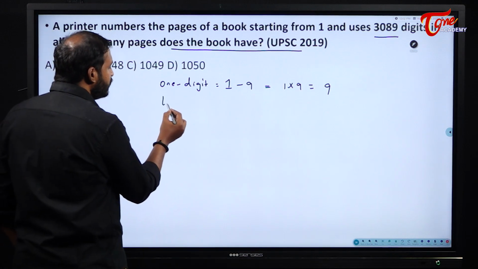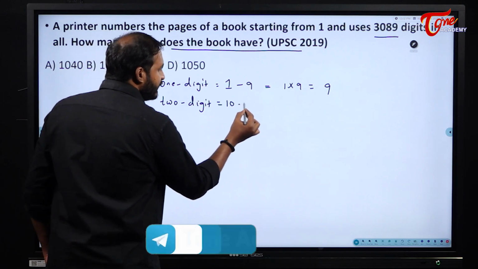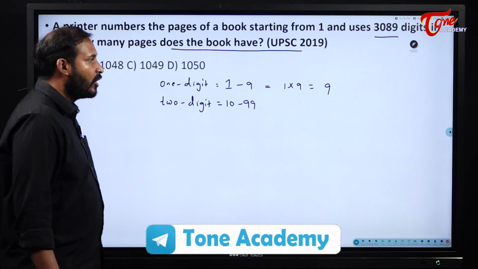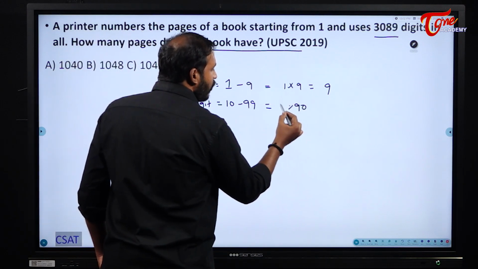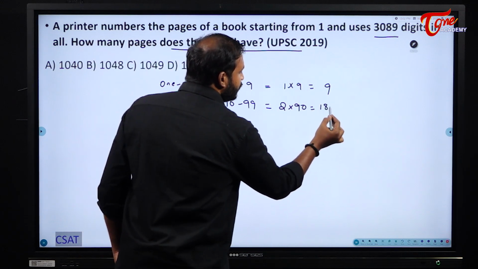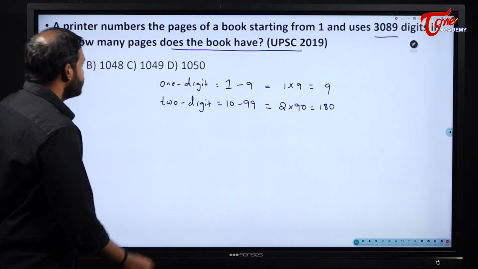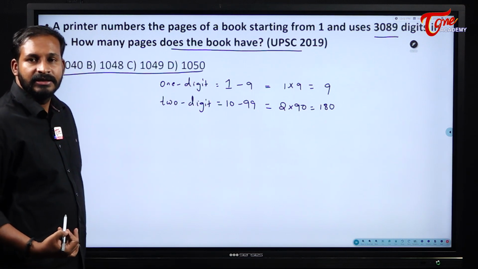Next, how many 2 digit numbers do I have? From 10 to 99. How many 2 digit numbers will I have? 90 numbers. So how many digits will I use? 2 into 90. Here they will use 180 digits. Right. Next, anyway, all the options are 4 digit options. So I can go till 3 digits.